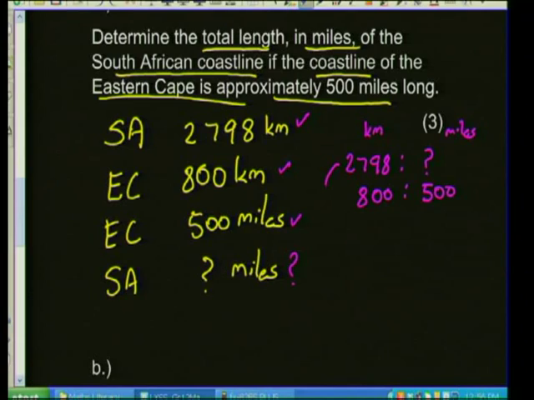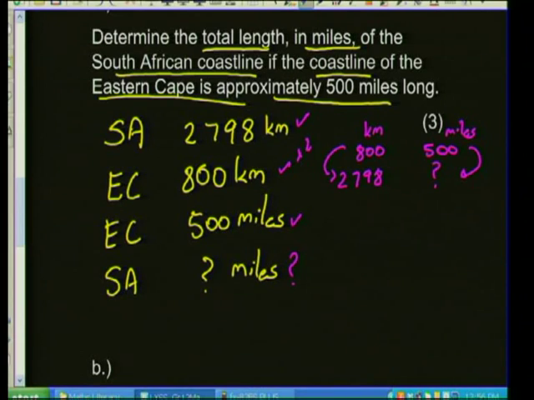So now we say, well, what do we do from here to get there? We times by the second number over the first. In fact, I'm going to put my question mark at the bottom. I'm going to rewrite that. Let's try that again. So we've got the Eastern Cape and the Eastern Cape, South Africa, and how much is South Africa? So we're going to do it that way. It just makes it easier if your question mark's at the bottom. We multiply by the second number over the first. So we're multiplying by 2798 divided by 800.